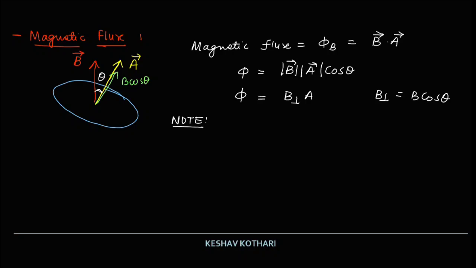Now based on this formulation, we can write a small note. If theta is equal to 0 degree, then I mean to say that we are considering something like this: there is a surface like this where the magnetic field is in this direction, and the area vector is in this direction.